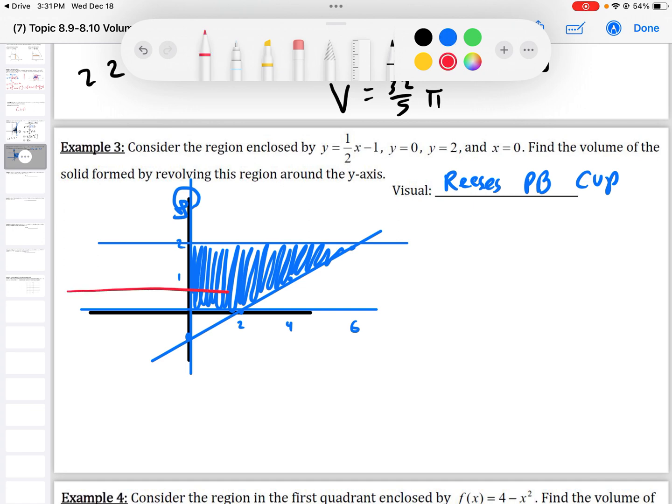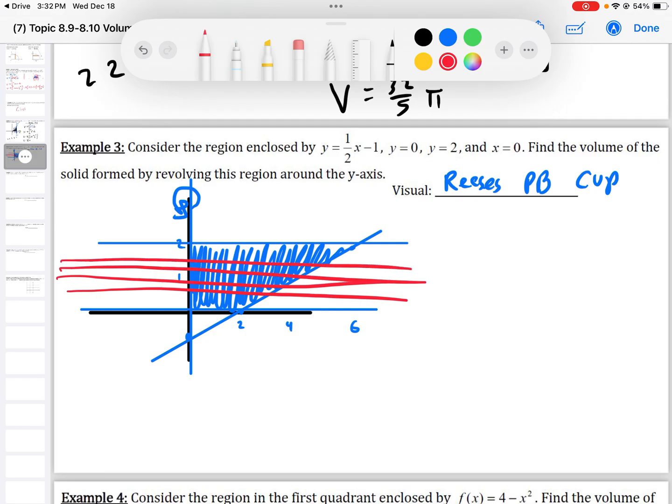And all the cross sections are going to be going this way this time. And if I cut it, I should be able to see a whole bunch of circles. And all the circles are different sizes. So our volume will be equal to pi, from 0 to 2, I'm going along the y-axis. I'm rotating around the y-axis, so find your limits of integration from the y-axis, dy.